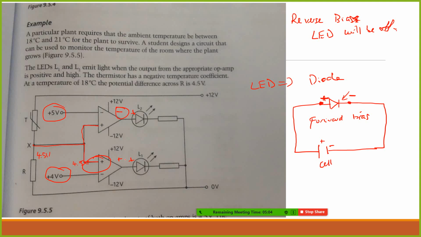So the second one is the one that's on because it's connected to the positive side of the diode. Yes, so the second one, which is LED one, would basically turn on because it is in forward bias. The top one will not turn on because that one is in reverse bias.